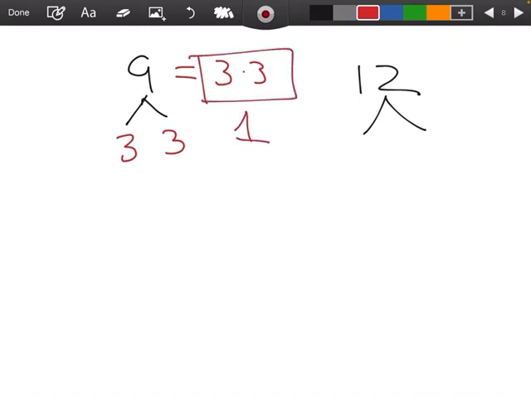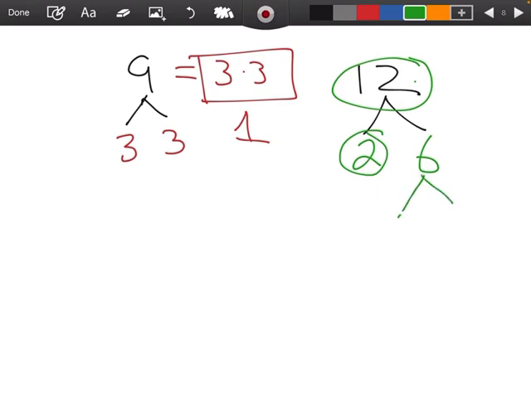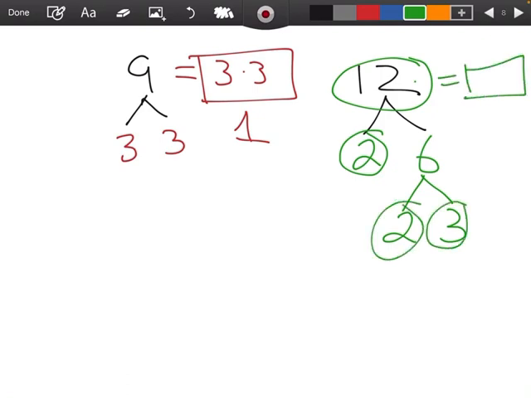I'm going to ask myself over here, what numbers multiply to 12 besides 1 and 12? Well, I have options. I can either go 2 and 6, or I can go 3 and 4. It doesn't really matter what numbers I use, y'all. I'm going to keep going, okay? So look, I'm going to go 2 and 6. Now, I can't break down 2, so I'm not going to. But I can break down 6 into 2 times 3, right? So 12 has the box, 2 times 2 times 3, okay?